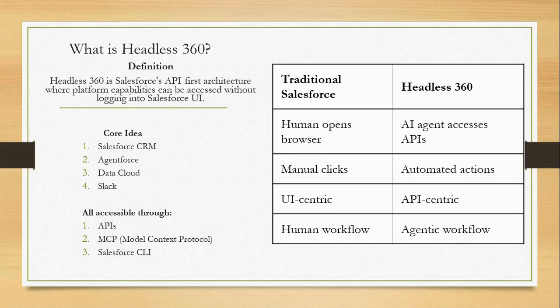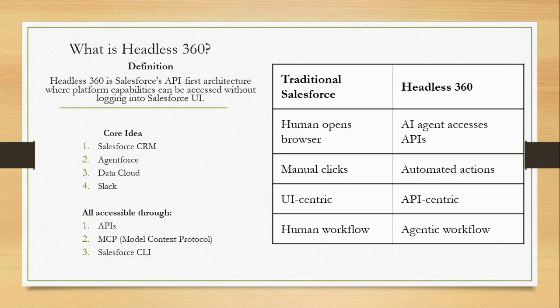By definition, Headless 360 is Salesforce's API-first architecture where platform capability can be accessed without logging into Salesforce. In traditional Salesforce, whenever we go to Salesforce, we need to provide credentials in order to log in. It involves manual clicks and is UI-centric, so a human workflow is needed. You need to provide the credentials in order to log in.